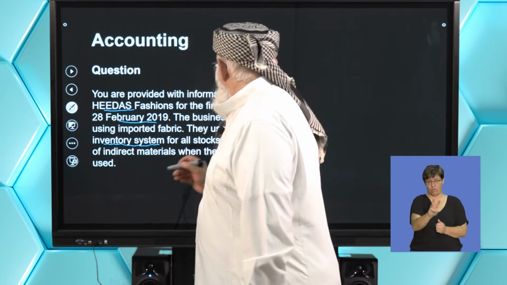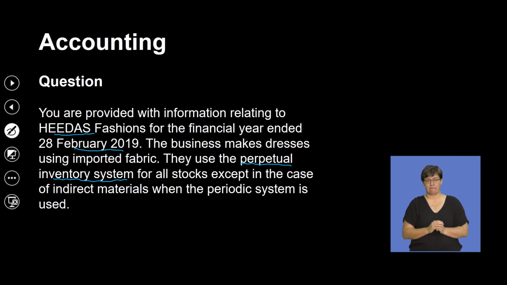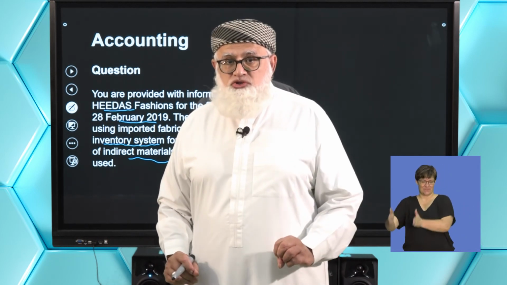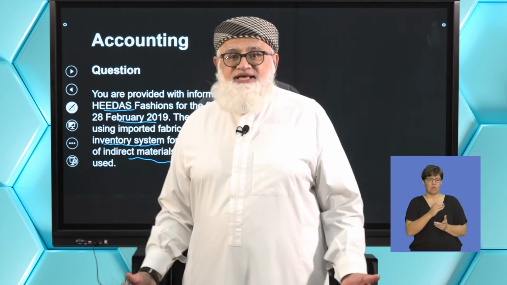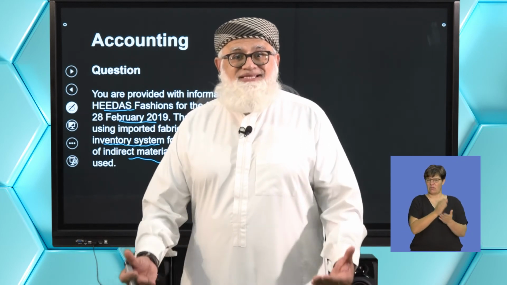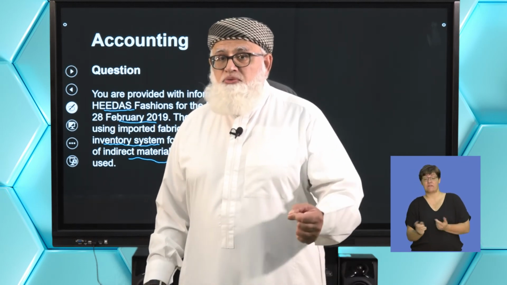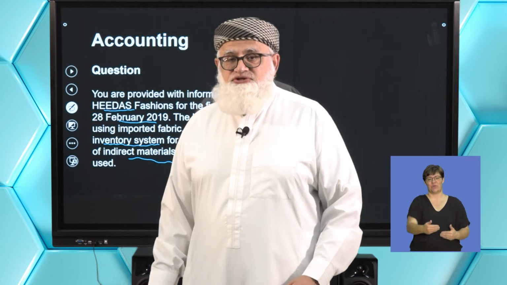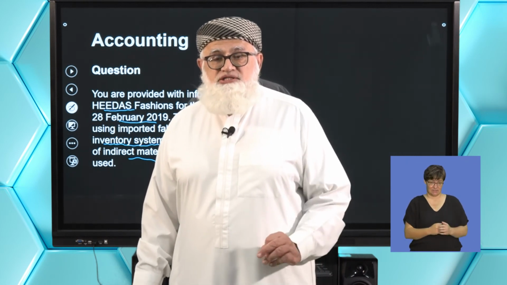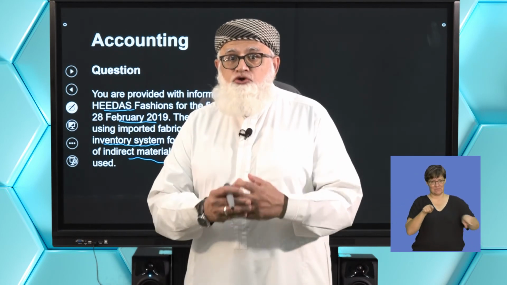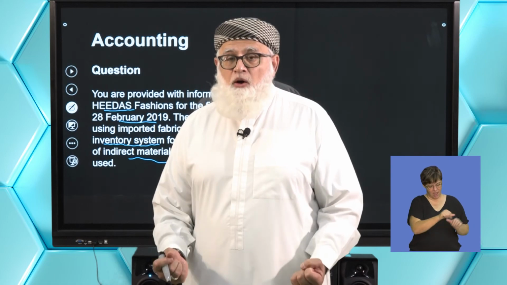Okay, and you are told that also in the case of indirect materials, we're using the periodic system. Remember, we have two stock systems, perpetual and periodic. So for consumable stores, we're not keeping a running record of the indirect materials. We just take stock once at the end of the year to determine the amount of stock on hand. Clear? And that's what we refer to as the periodic inventory system. Good advice to you is make sure that you revise these two stock systems so that you know exactly how they operate.